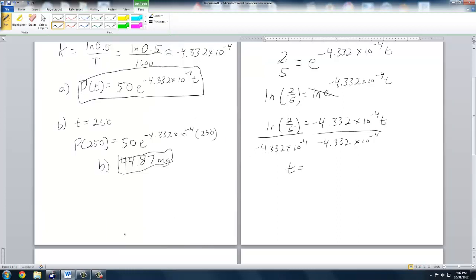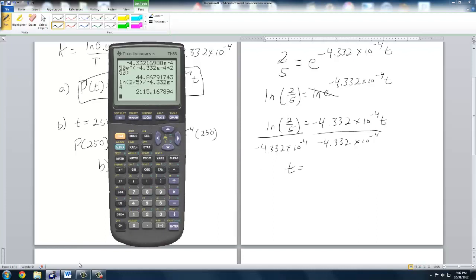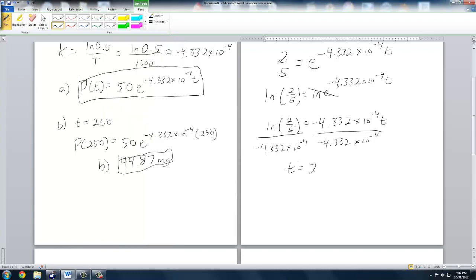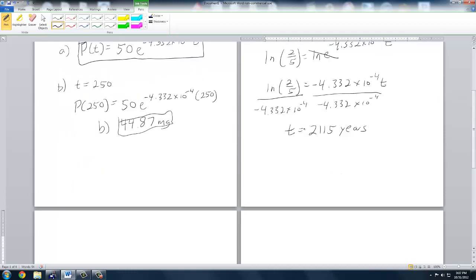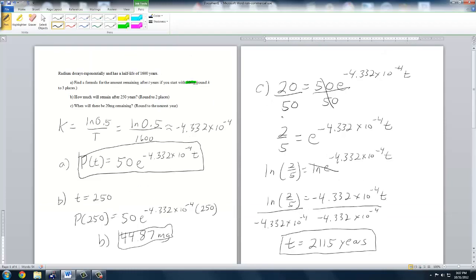So t is equal to 2,115 years. Which makes sense, because the half-life is 1,600 years. So just to get to 25 milligrams, it's going to take 1,600 years. So to get to 20, it should take more than 1,600. In fact, it takes 2,115. So that's it. I hope this helps you out in solving radioactive decay problems involving half-life. Okay? Thank you very much.